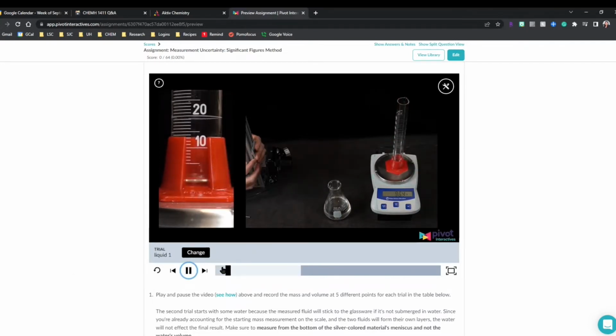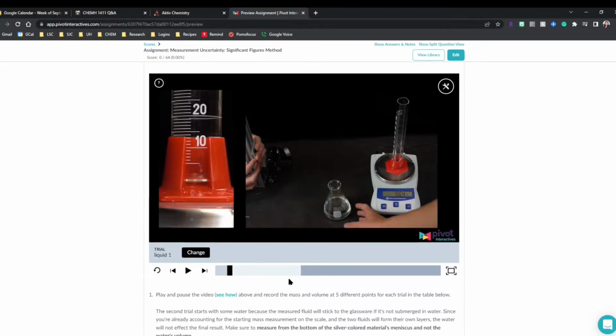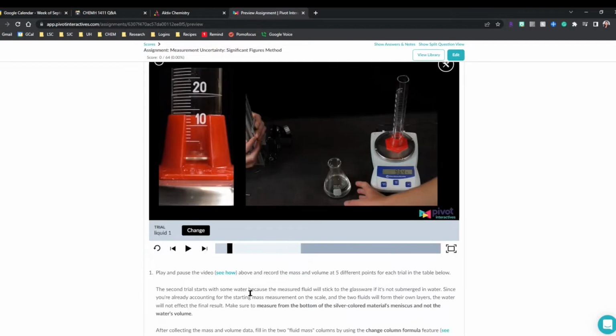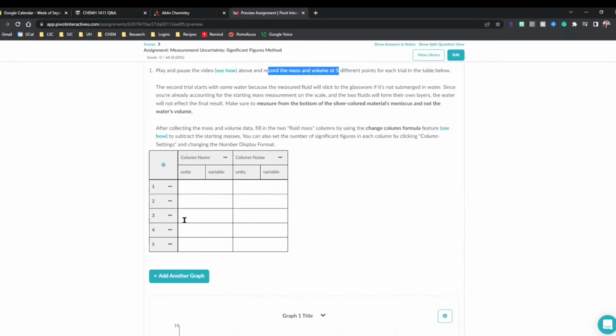So what you're doing in this part is you are observing these measurements that are happening, right? And if you need a short demo on how to use the pivot player, just click this. It just shows you how to change what you're watching and then pause and start and whatever. But what you're doing here is you're watching the video, recording the mass and volume at 5 different points. So you are being a little scientist and writing down what was measured.